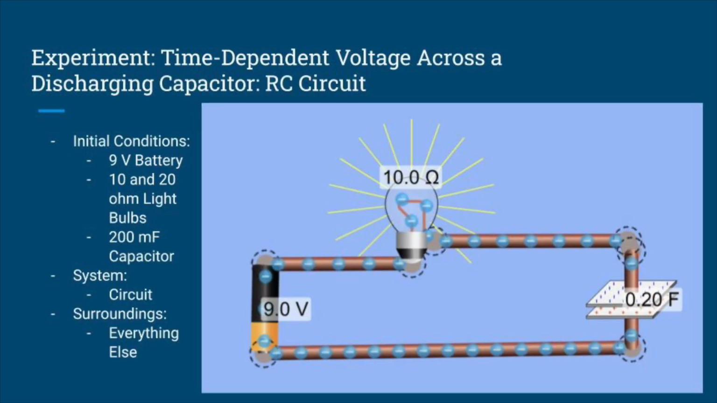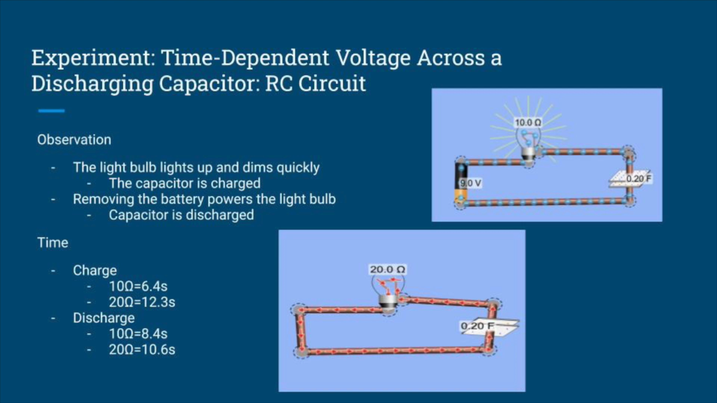For our second experiment, we set our initial conditions as a 9 volt battery, a 10 ohm light bulb and a 20 ohm light bulb, and a 200 millifarad capacitor. Our system is the circuit and our surroundings are everything else. Assumptions from before hold true.